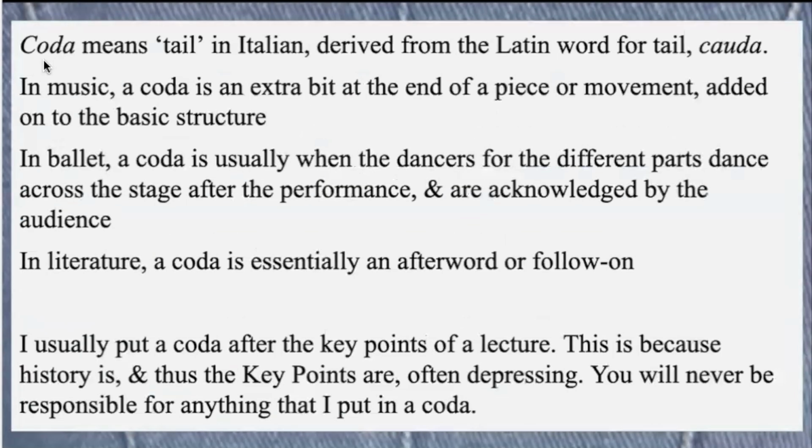Coda means tail in Italian. It's derived from the Latin word for tail, cauda. In music, a coda is an extra bit at the end of a piece or movement added on to the basic structure. In ballet, a coda is usually when the dancers for the different parts dance across the stage after the performance and are acknowledged by the audience. In literature, a coda is essentially an afterword or follow-on.